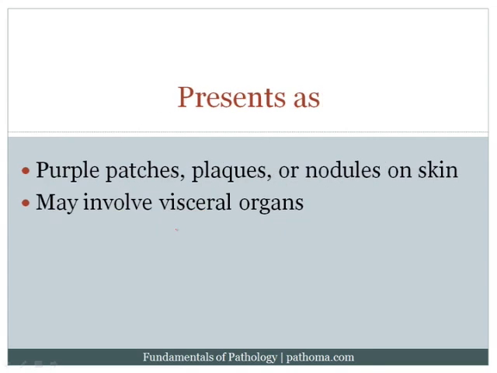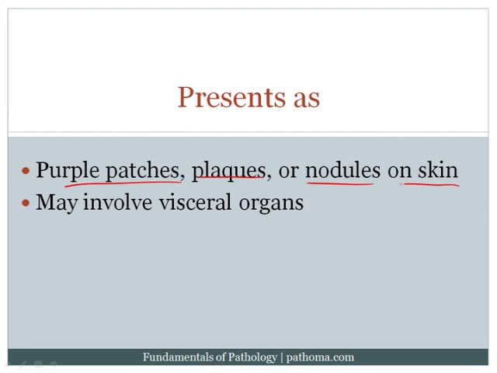When you have Kaposi's sarcoma, it presents as purple patches or plaques or nodules on the skin. And the reason it looks purple is because you've got this proliferation of endothelial cells. However, these are endothelial cells. They are not complete blood vessels. And so if you were to press on this tumor, it would not blanch because the blood is not in an actual vascular channel. The blood is simply just interspersed in between these endothelial cells. So that's an important thing to note.